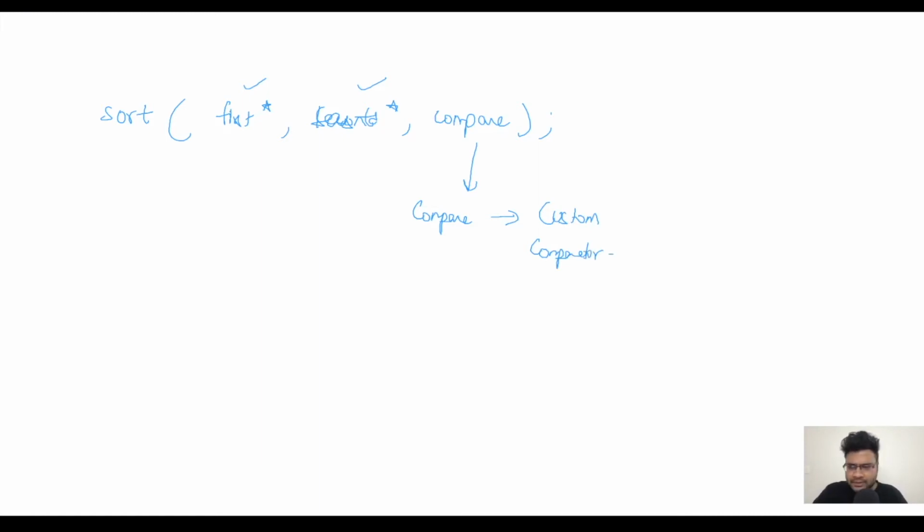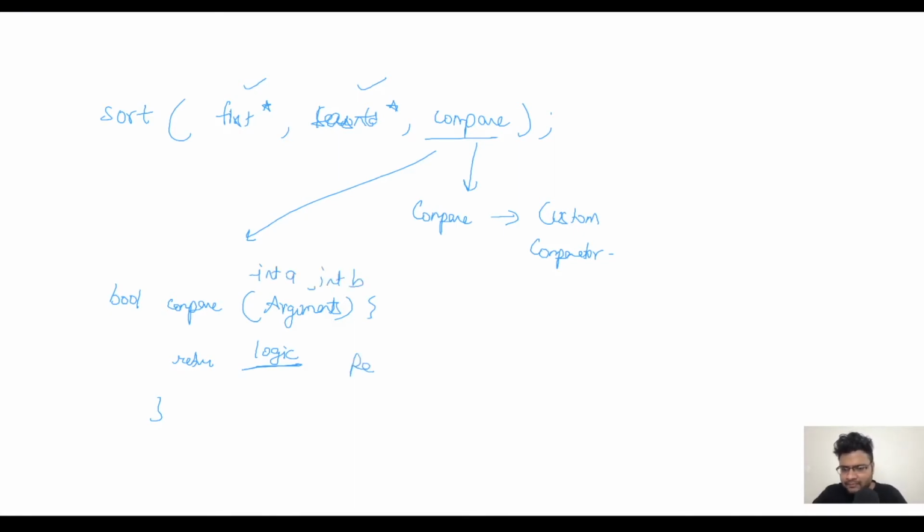How do we use a custom comparator? Generally, we define a custom function which we pass here, and the definition of this function looks like this: bool compare, we give some arguments, and within the definition we return the logic. This is the logic which we use in order to compare two different elements. Suppose I was to solve the frequency problem, and I have a frequency array for all the numbers. If two numbers, integer a and integer b, are given to me, I will return the one which has the higher frequency. So I will do frequency of b is less than frequency of a. That is what I can do here.